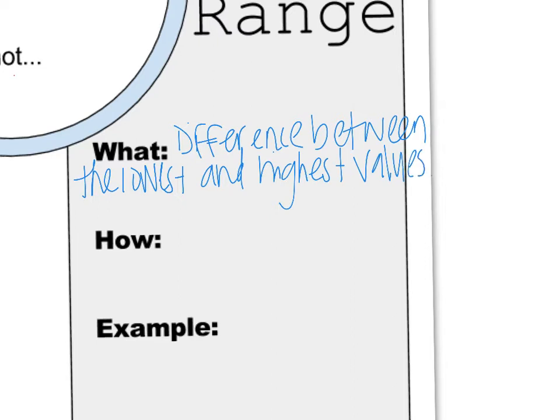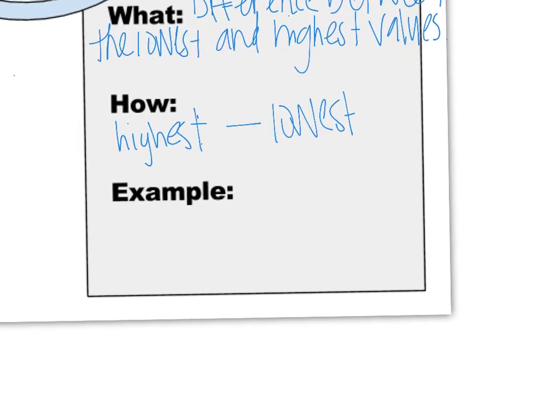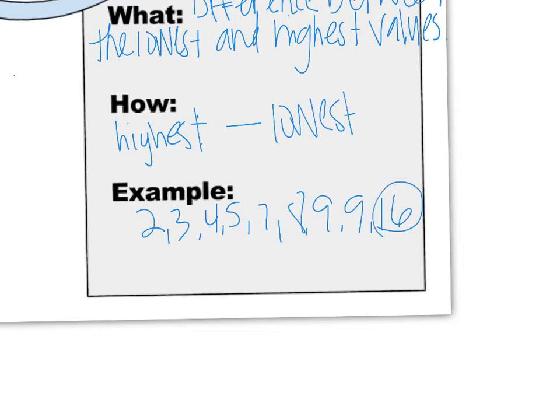Difference between the lowest and the highest values. How? We take the highest and we minus the lowest. So in this data set, I'm not going to rewrite it this time, but actually I will. So we have 2, 3, 4, 5, 7, 8, 9, 9, 16. So we have our highest minus our lowest. So our range with this data set is 14.